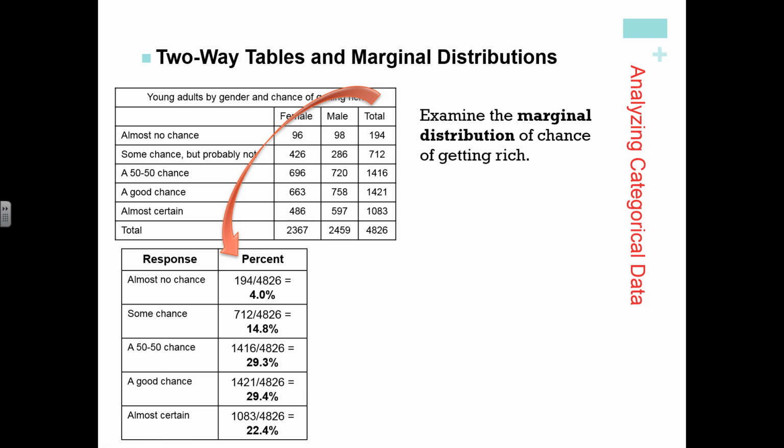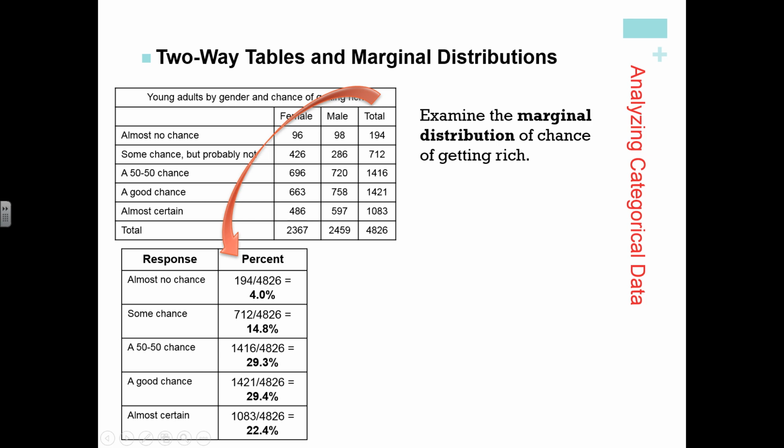It's the total amount of people who felt that they had almost no chance of being rich. And we do that for each one of our values for chance of being rich. So almost no chance, 4%, some chance, 14.8, 50-50, 29.3, and so on and so forth. Again, this is our marginal distribution. The second I do this and make it into percents, now we have our marginal distribution.